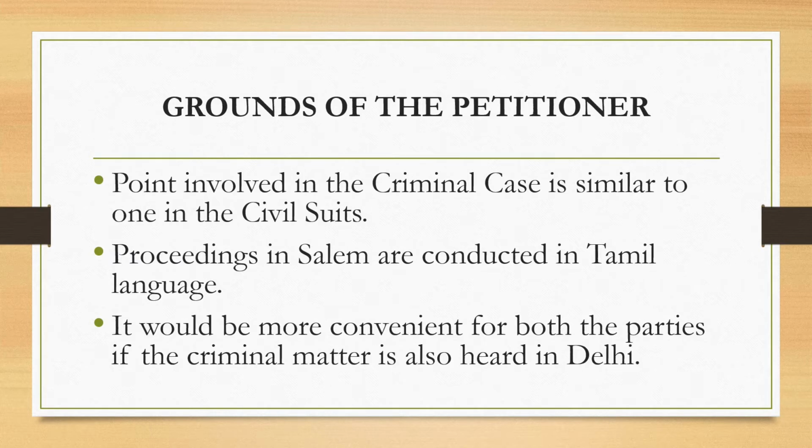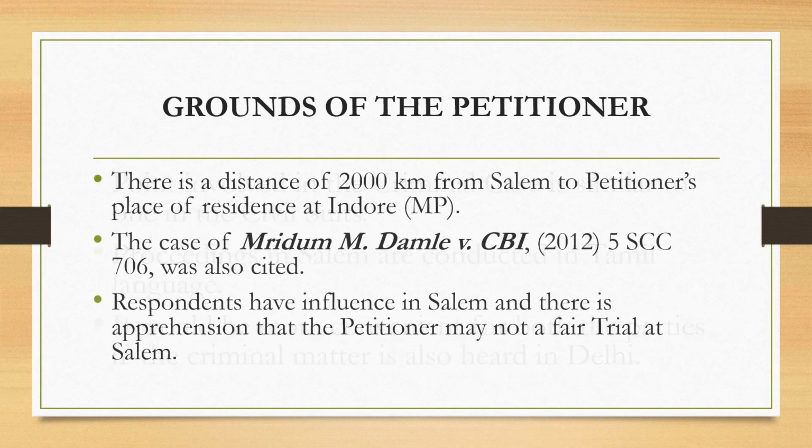It was also contended that it would be more convenient for the petitioner and for the parties if the criminal matter is also heard in Delhi. Thus, for the sake of convenience, the petitioner wanted transfer of the criminal trial. In the same breath, the petitioner contended that there is a distance of 2000 km from Salem, Tamil Nadu to the petitioner's place of residence at Indore, Madhya Pradesh, and there is no direct connectivity between the two places. Thus, he faces great difficulty in commuting from Indore to Salem.